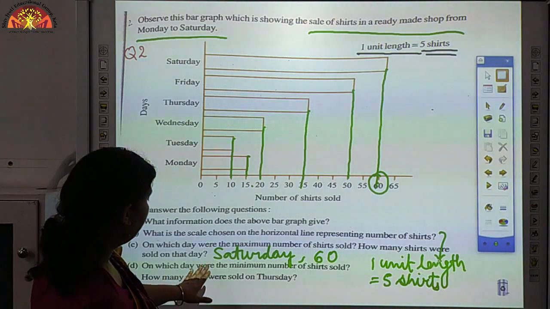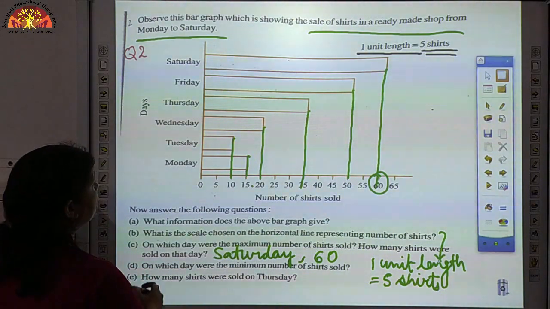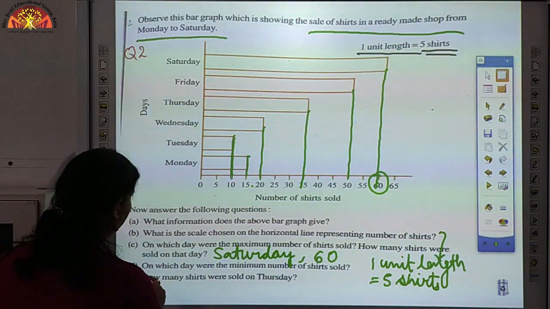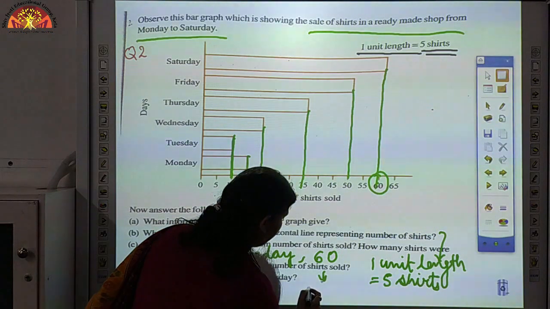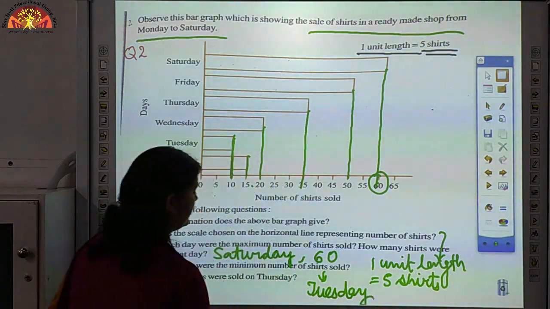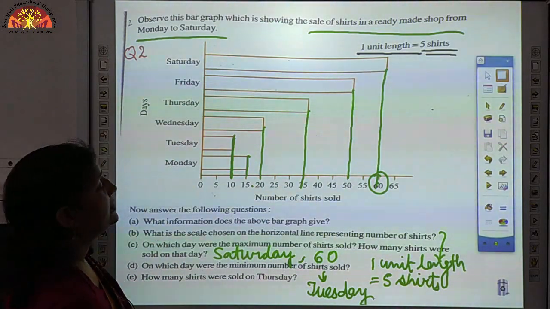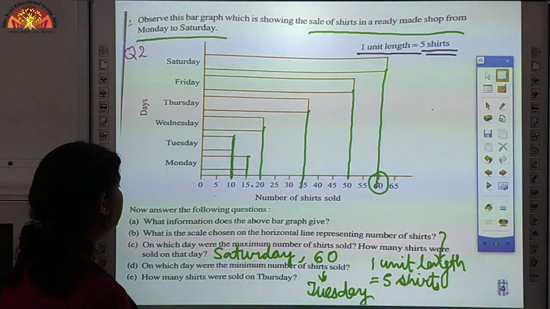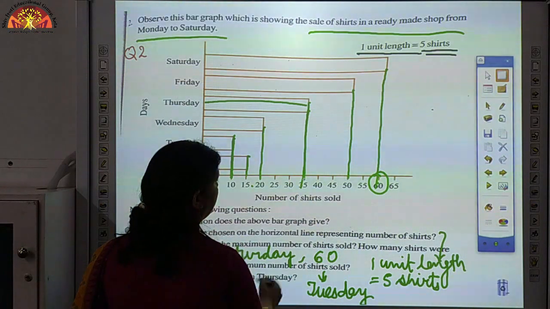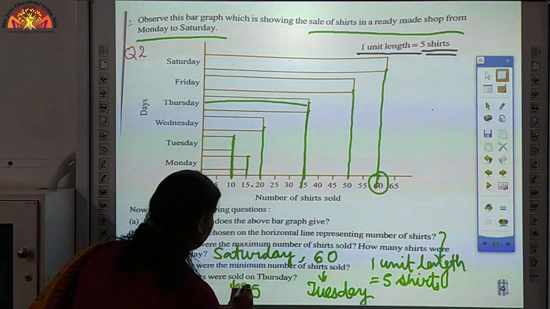Now on which day were the minimum number of shirts sold? कौन से दिन minimum number of shirt sold की है? ट्यूसडे को 10 हुआ है, तो you write here Tuesday. Now last question is, how many shirts were sold on Thursday? Thursday को कितनी शर्ट बेची हैं? तो Thursday को look here, Thursday को कितनी shirts हैं? That is 35. So you write here 35. Answer of this question is 35.